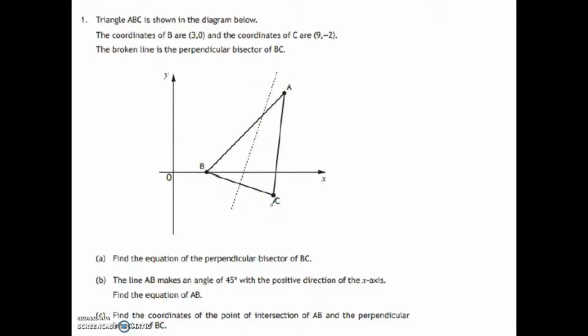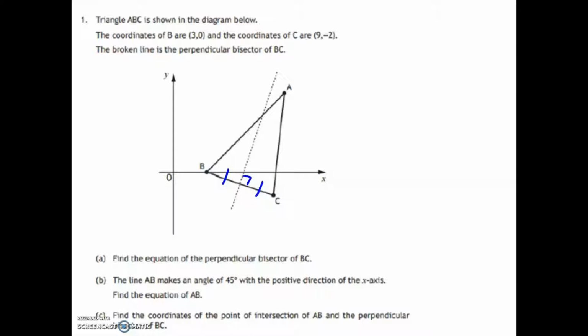So let's think about what that actually means. Perpendicular bisector, the clue is in the phrase. Perpendicular: we know a perpendicular line meets at a 90-degree angle, as I've drawn here. Bisector means it cuts in half. So we know that this line BC has been cut in half.